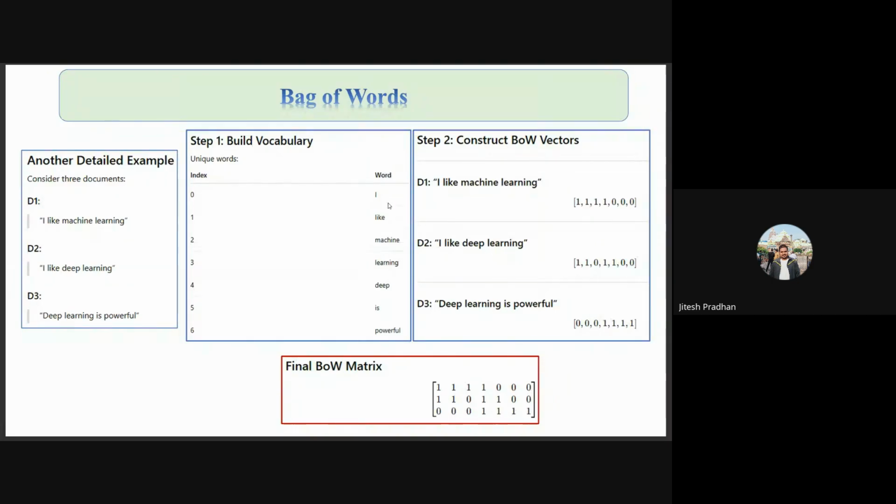For "I like deep learning", I and like are present, then deep and learning are present. So it will be 1 1 0 1 1 0 0. Look at here, for "deep learning is powerful", deep is there, learning is there, is is there, powerful is there. So it will be 3 zeros followed by 4 ones, and the final bag of words matrix will be the combination of these 3. So this is called bag of words.